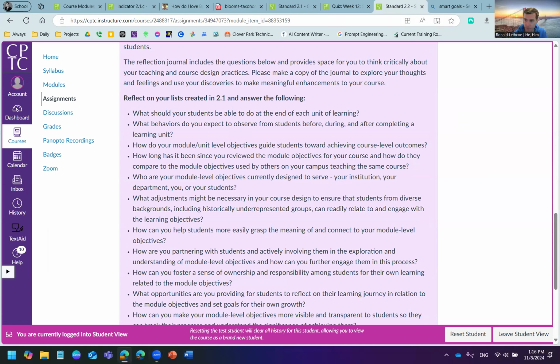So the first question here, if anybody is willing to hop off mute and share: what should your students be able to do at the end of each unit of learning? Maybe just give us some examples of one of your courses, or a module from one of your courses, what the objectives look like in there.